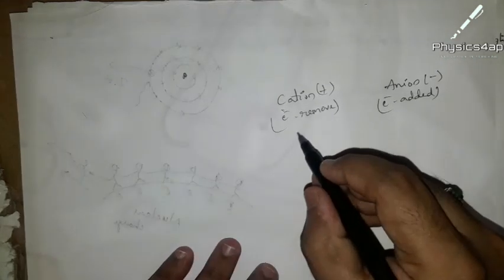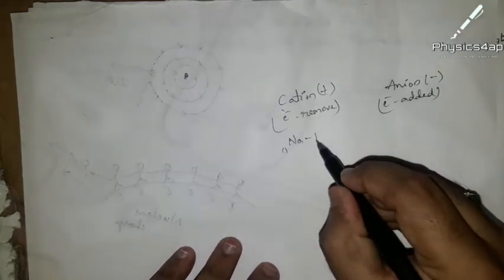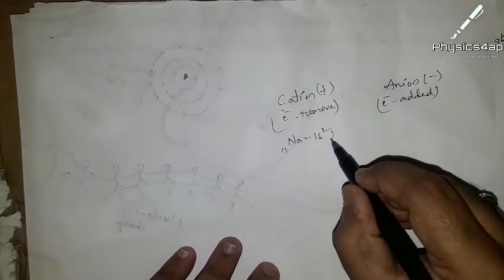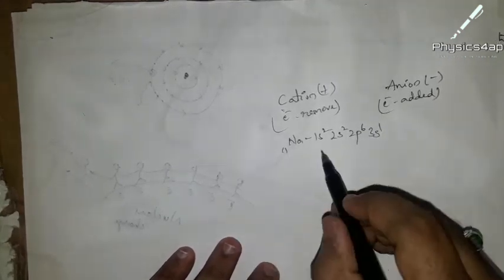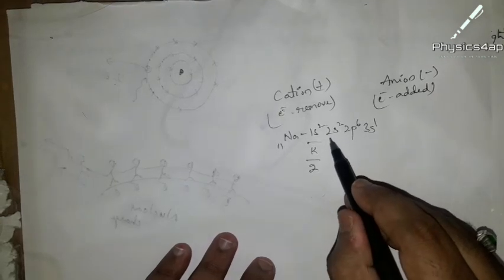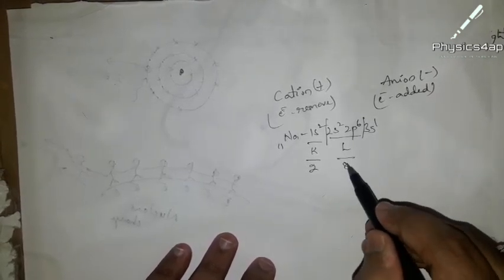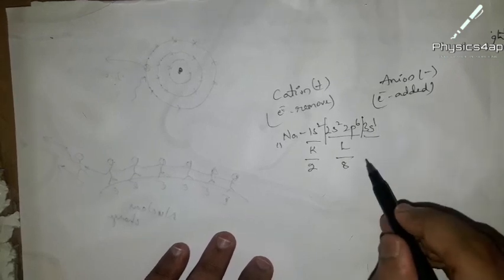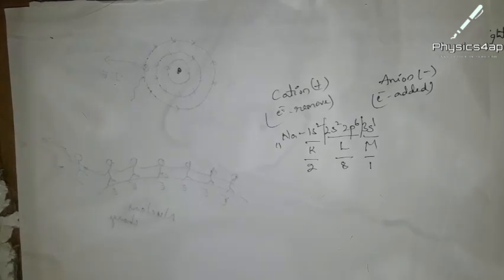For example, if we take sodium, atomic number is 11. We write the electron configuration as 1s2, 2s2, 2p6, 3s1. That is, in the first orbit we have 2 electrons, in the second orbit, the L shell, we have 8 electrons, and in the last, third M shell, we have only 1 electron.